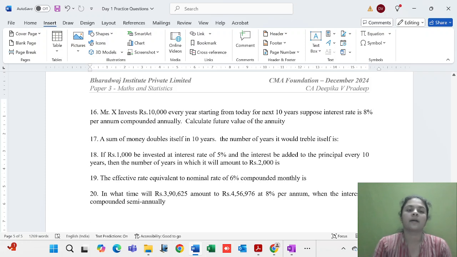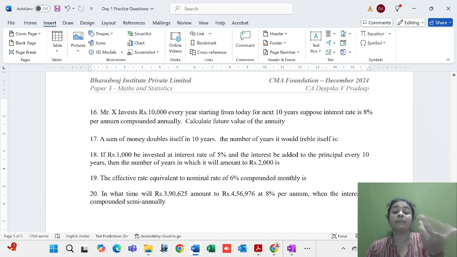Sixteenth, Mr. X invests 1000 rupees every year starting today. So every year means annuity. Starting today means beginning. So beginning means what annuity? It is annuity due. For the next 10 years, N is equal to 10. Rate of interest is 8% compounded annually. Find the future value. Simple, annuity due's future value is asked. You can directly compute.